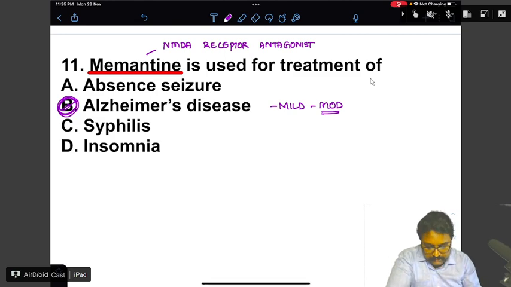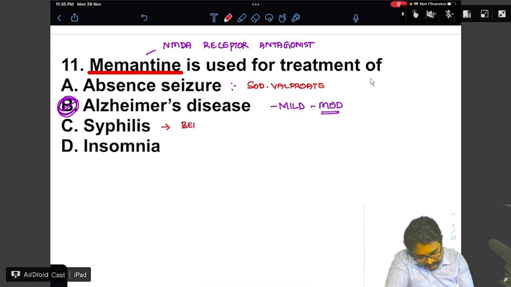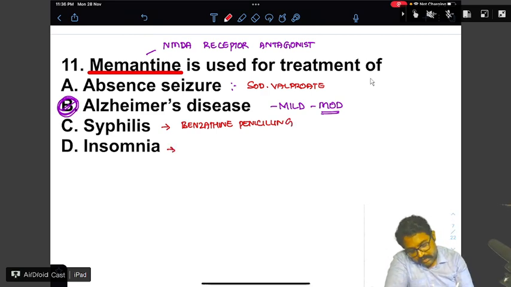So what will be the treatment which is preferred for absence seizure? It will be sodium valproate. The treatment of syphilis, the drug of choice will be benzathine penicillin G. And insomnia, the drug of choice will be from the benzodiazepines.